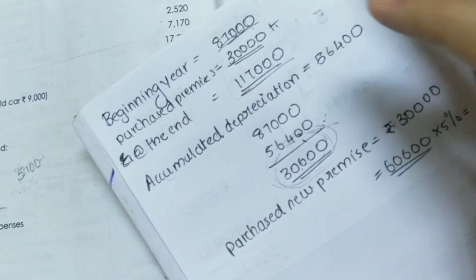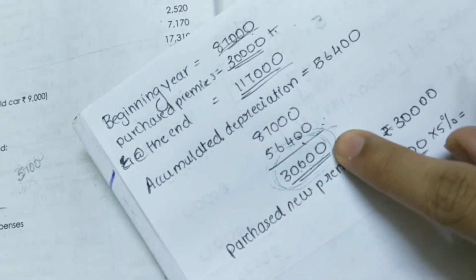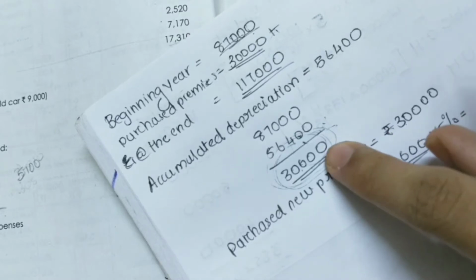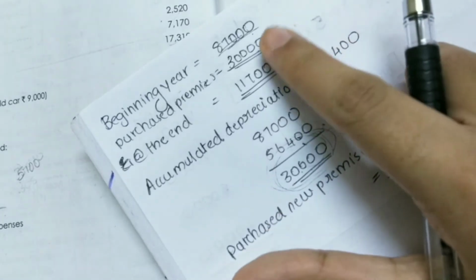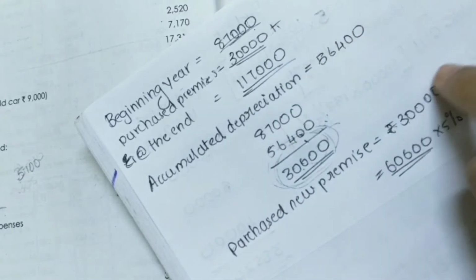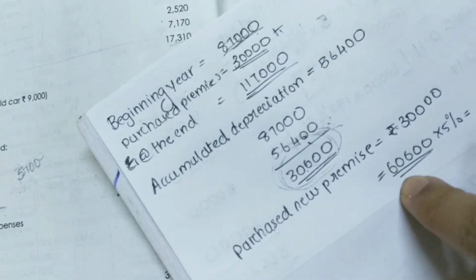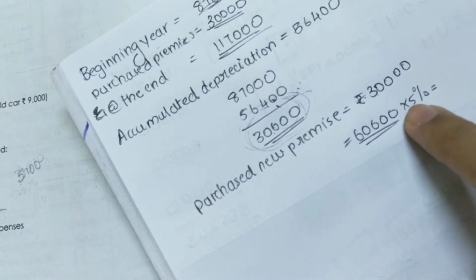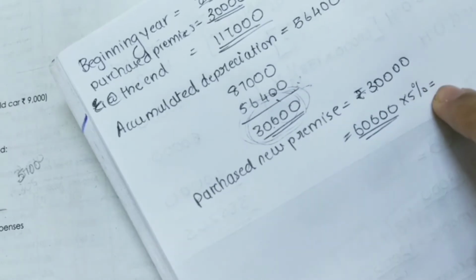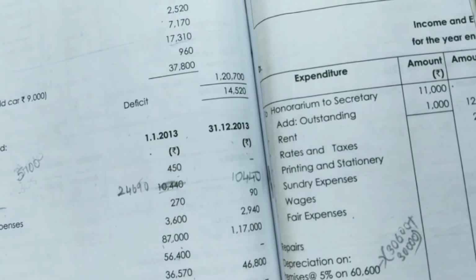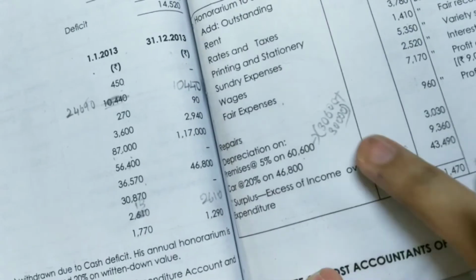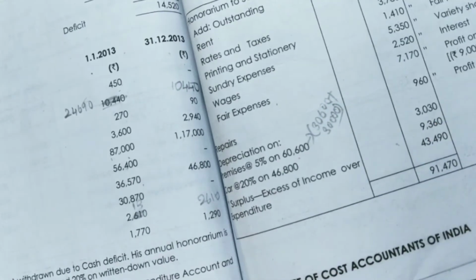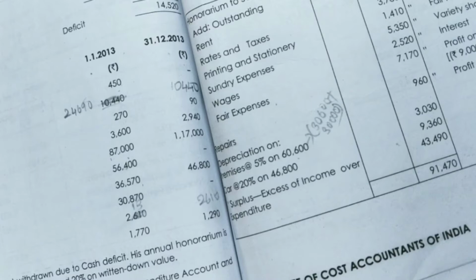In the current year, this premise cost 30,600. Now we have to add this 30,600 with the newly purchased premise, which is of course 30,000, and together we will get 60,600, and we have to apply 5% depreciation on it, and that's the amount which we will write in the income and expenditure account. You can see it here. Okay, so that is how we calculate cost of premises.